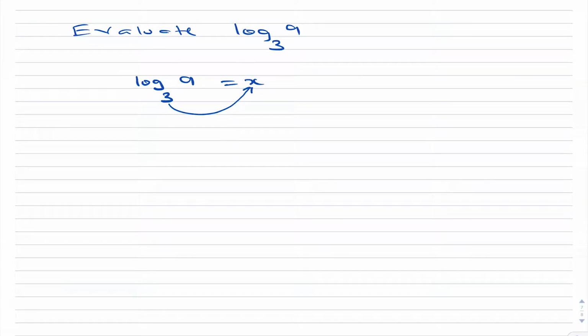Now let's try another example. Evaluate log base 3 of 9. So now you're told to evaluate this. All you need to do is equate it to x. Log base 3 of 9 equal to x. Now, the next thing we need to do is raise to the power of x, and the answer will be equal to 9. So that will become 3 to the power of x equals 9.